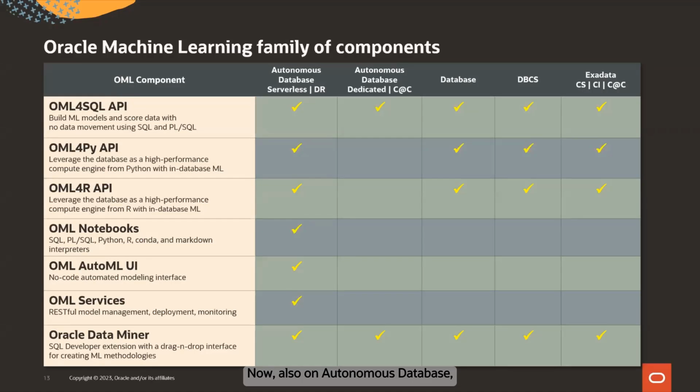Now, also on Autonomous Database, we have OML Notebooks, which allows us to work with SQL, PL/SQL, Python, R, Conda, and Markdown interpreters, and this is built into the Autonomous Database itself. Then the OML AutoML UI, the no-code automated modeling interface that Heli mentioned and is going to demonstrate for us a little later. OML Services provides a REST interface and supports model management, deployment, and monitoring. We'll touch on that in a little more detail.